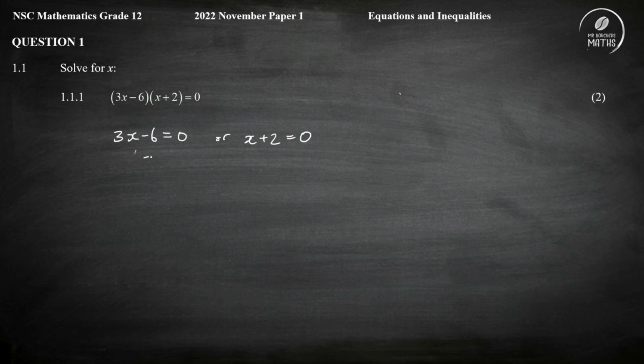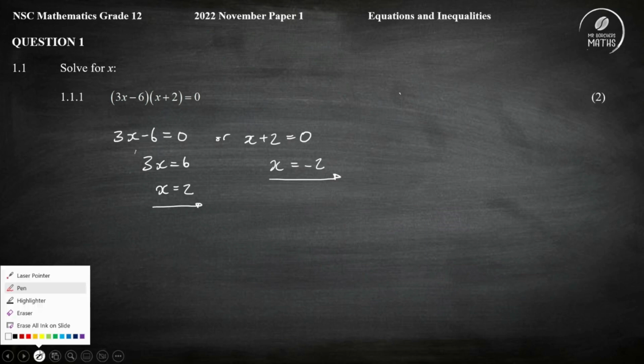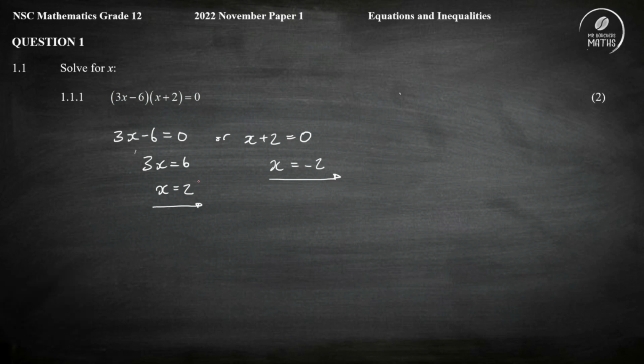We solve each of these equations in turn, and we'll find that our first solution is x equals 2, and our second solution is x equals negative 2. You can see it's a simple 2-mark question. So in this question, you would have got 1 mark for each answer.